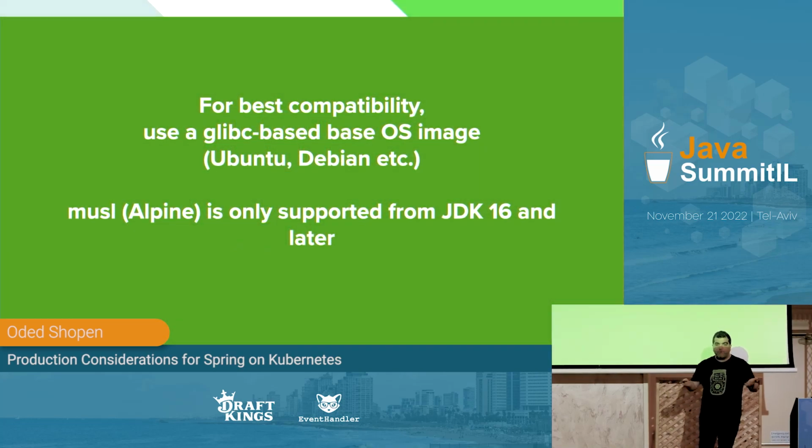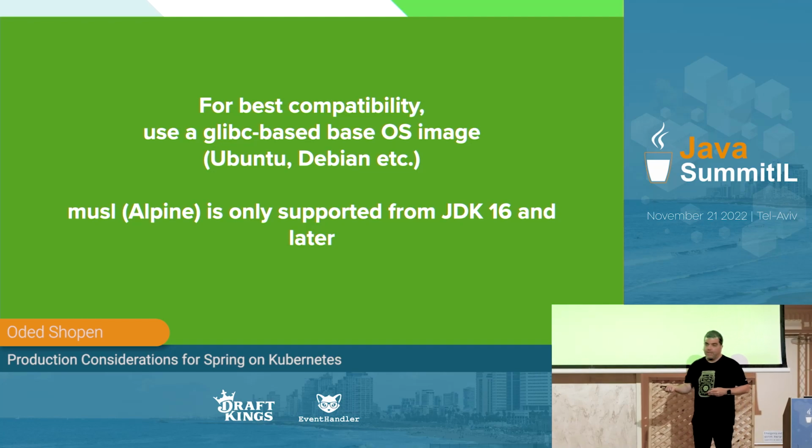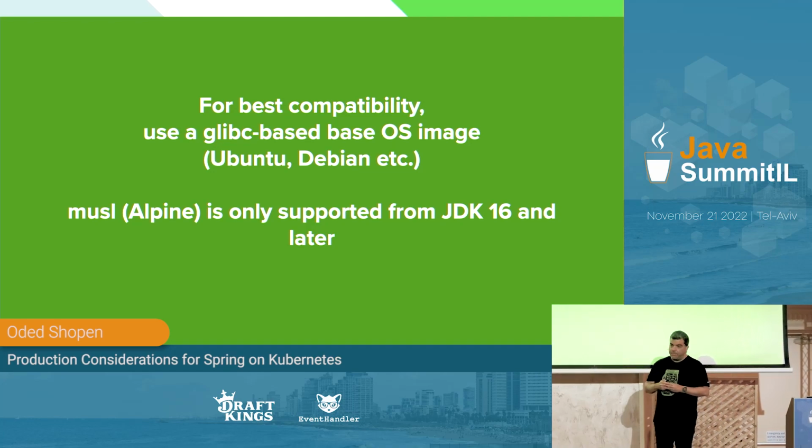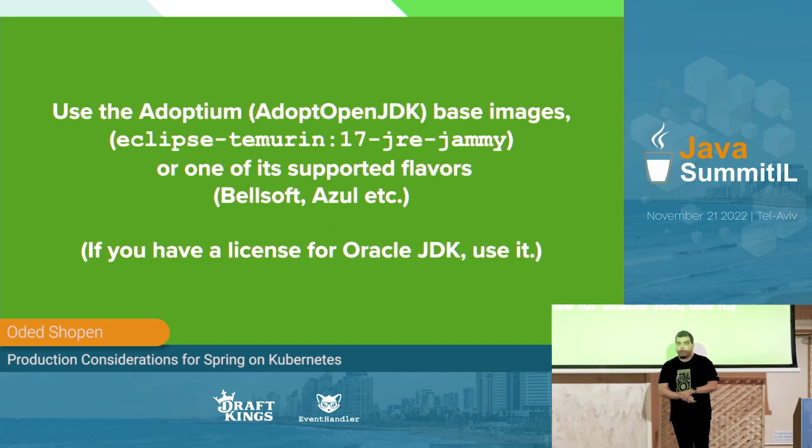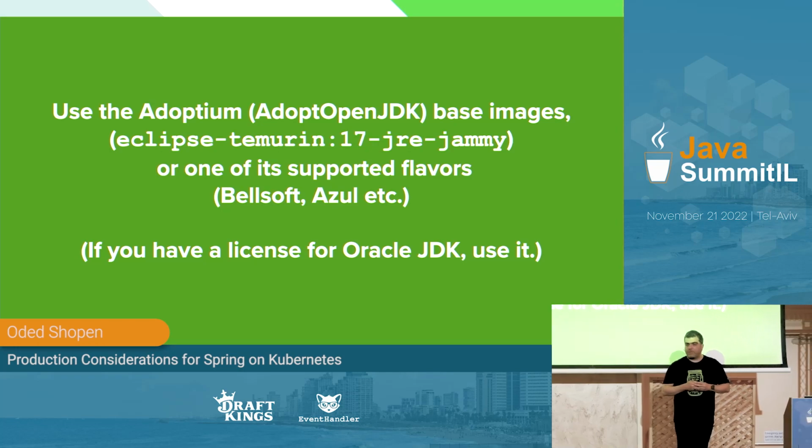First one, prefer using glibc-based distributions, things like Ubuntu, Debian, Red Hat Enterprise Linux, PhotonOS, whatever it may be. Musl-based libraries, which Alpine uses, have only been supported in the JDK since JDK 16. So it's probably best to stick to glibc for the time being until it becomes more mainstream. In general, it's always preferred to stick to open source, and the Adopt OpenJDK project, which is now called the Adoptium project, is definitely one of the options you should consider. Or supported flavors such as Bellsoft, Azul, etc.